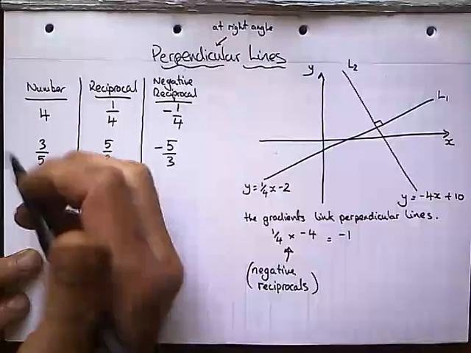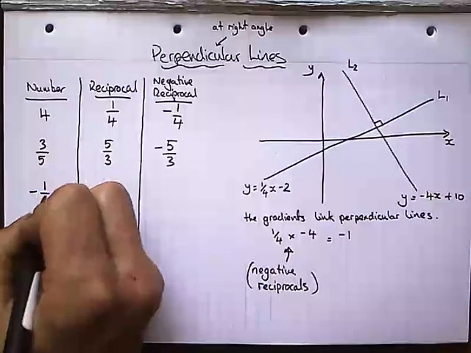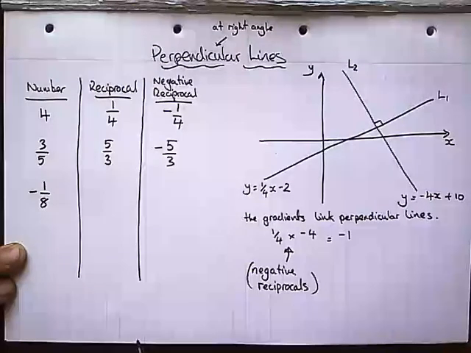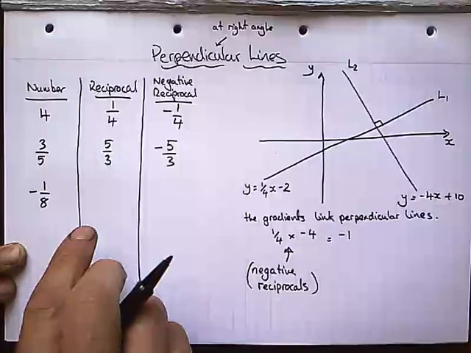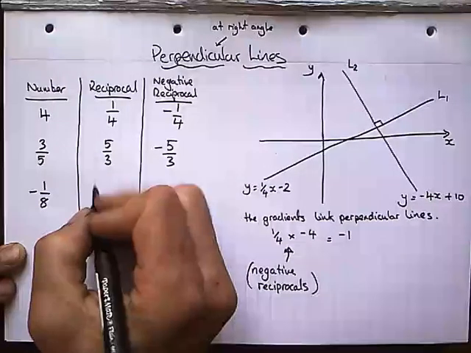Right, if I had a number of -1/8, then the reciprocal of that is, what do I times that by to make 1? That's going to be -8.